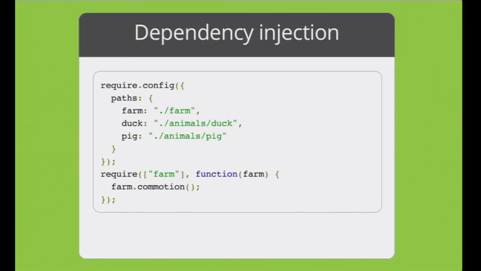Duck should go to the duck in the animals directory. Pig should go to pig in the animals directory. And then this is how I start up my whole application. I use a require statement to get the farm, and that's going to cause a big commotion.